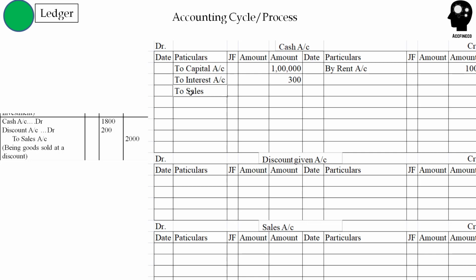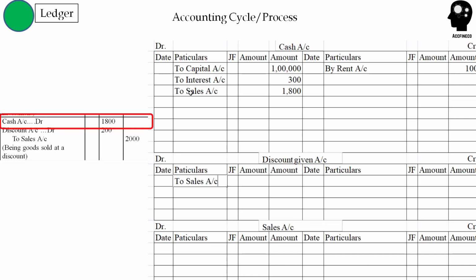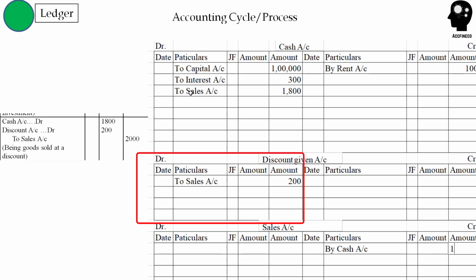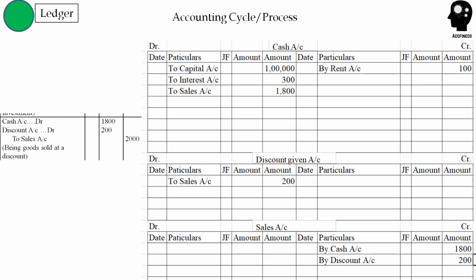Here, cash account debit. So we go to the left side of the cash and write to sales account. Here, the amount will be only what pertains or represents cash, that is 1800. Similarly, discount given account is in debit. So go to the left side of the discount and write to sales account, and the amount will be 200 only. Now, in the sales account, on the credit side, we will write by cash 1800, by discount 200.